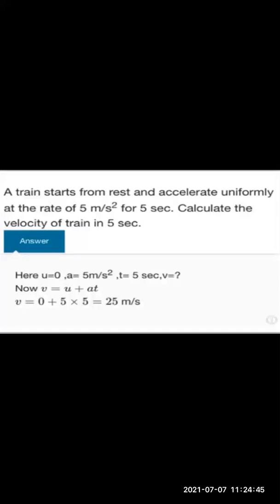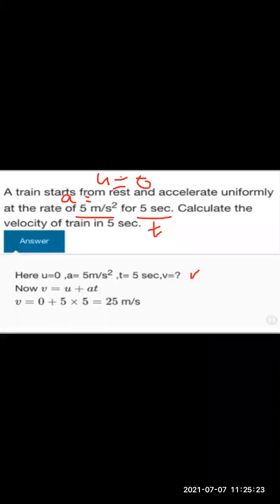Next example pertaining to this equation, that is first law of motion equation: a train starts from rest. Starts from rest means its initial velocity is 0. And accelerates uniformly at a rate of 5 meter per second square. So acceleration small a is what? 5 meter per second square. For a time of 5 seconds, calculate the velocity of the train in 5 seconds.